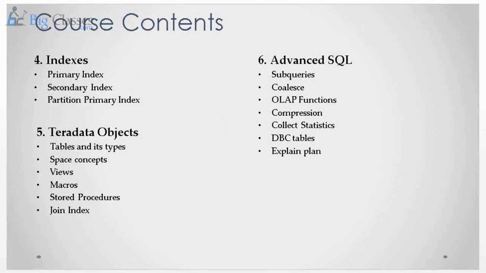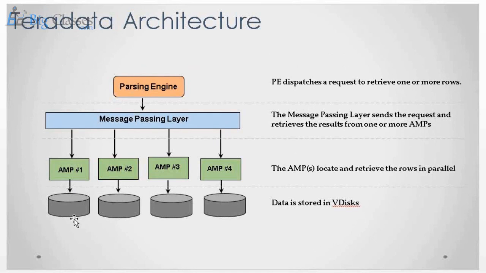Whereas in the case of the partition primary index, it defines how you want to sort the data within the AMP. For example, if you have 2,500 rows, if you don't define a partition primary index, the data within each AMP will be sorted based on the primary index value. But if you use a partition primary index, data will be sorted based on whatever column you define as the partition primary index.